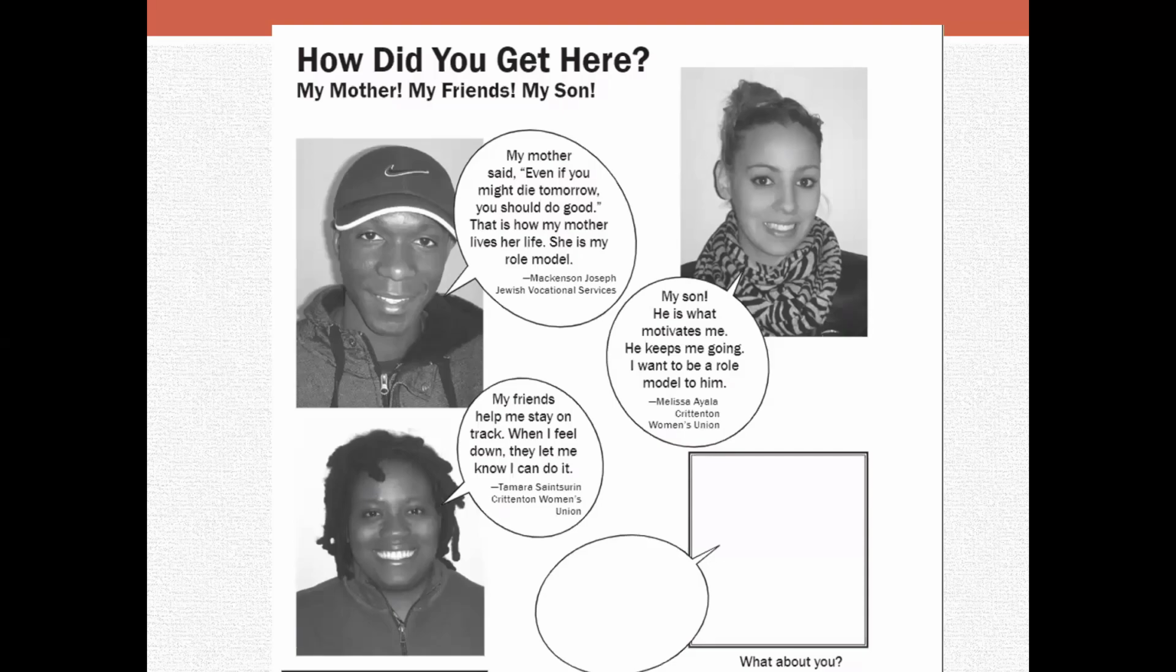The young man says, my mother, she inspires me. She's my role model. The other young woman says, my son, he motivates me and keeps me going. And then the woman at the bottom says, my friends help me stay on track. And when I feel down, they let me know I can do it. And then we created this option for a student to say, what about you? How do you keep going?